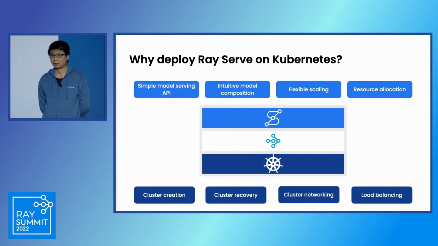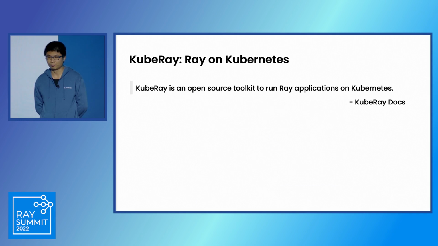So the upper side is all the advantages that can be provided by Serve, like simple model serving, intuitive model composition, and flexible scaling and resource allocation. And combined with Kubernetes, it helps you to manage the cluster creation part, the cluster recovery part if anything fails. And then it also provides networking, routing, and load balancing features, which are very good features.